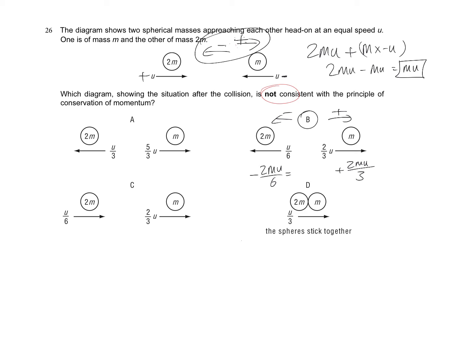This is the equivalent of negative 1 over 3 mu. And if you add those two together, negative a third mu plus 2/3 mu, and that gives you a third mu. So you can see that does not equal the momentum before, so it is not consistent. So B is your answer.